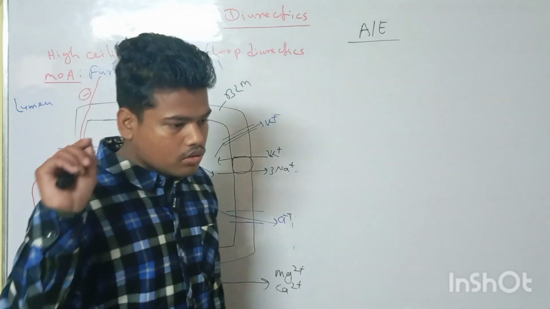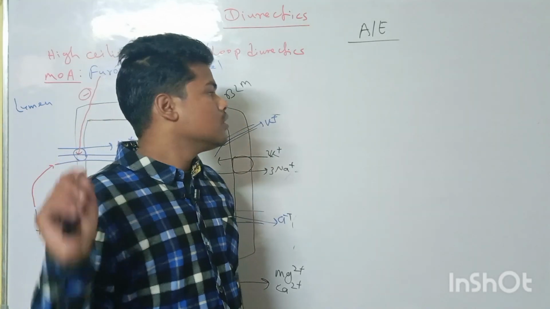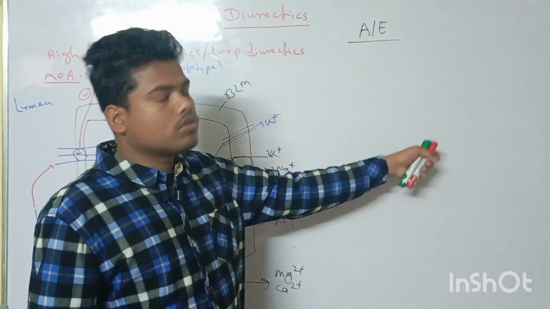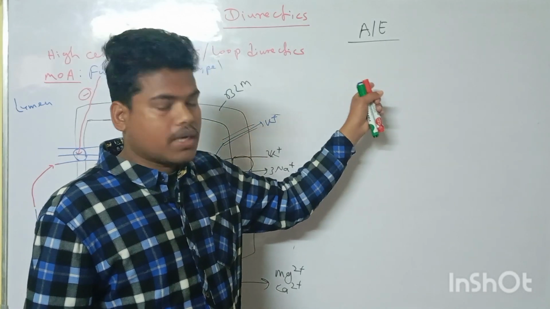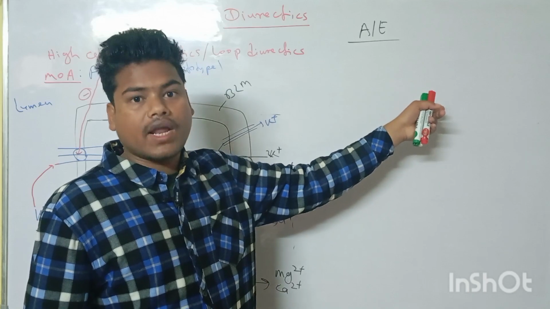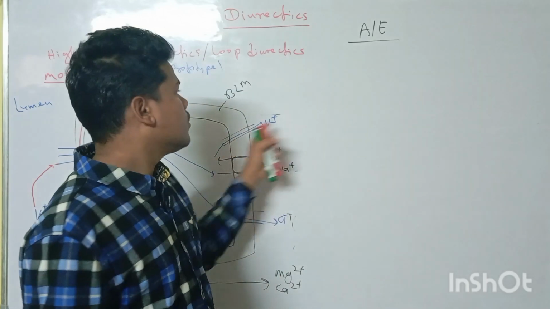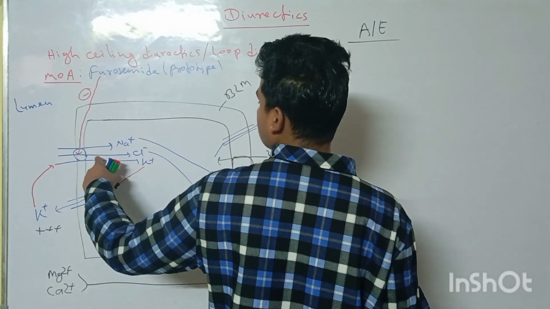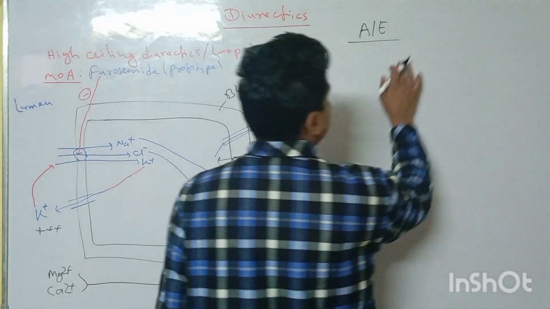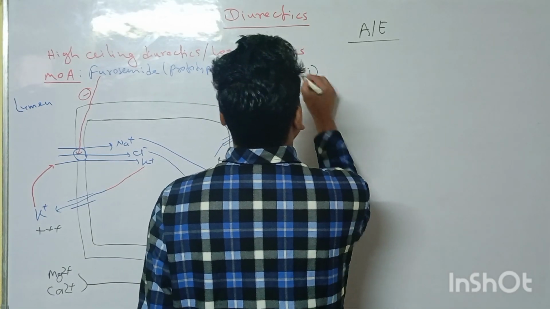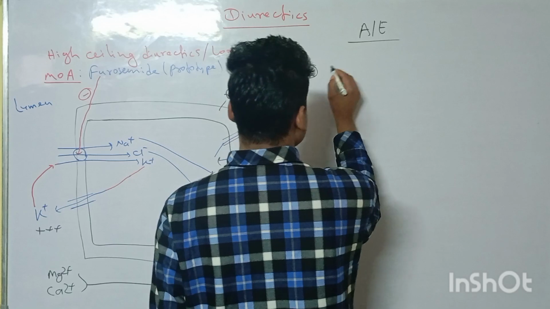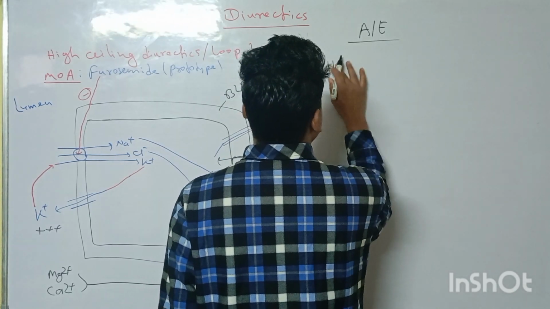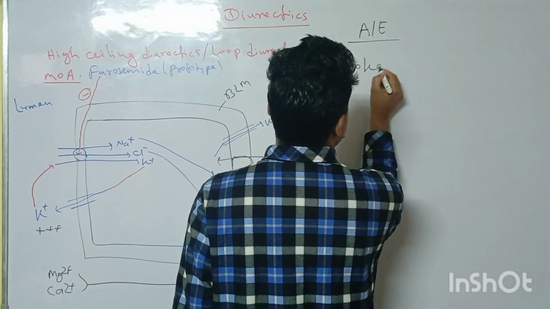So profound loss of potassium will occur, and how this occurs I will explain in the mechanism of the thiazides and spironolactone. The main moral of the story is that if this transporter is inhibited, these ions, electrolytes will be deficient, and there will be major deficiency of the potassium, that will be hypokalemia.